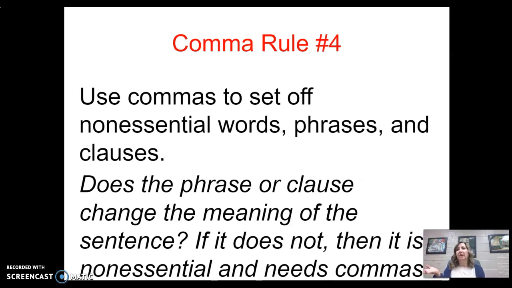Now, the sentence should be a complete thought as it is, whether you leave it in or not, but we're talking about changing the meaning, and I think you'll see that in the examples that we look at.